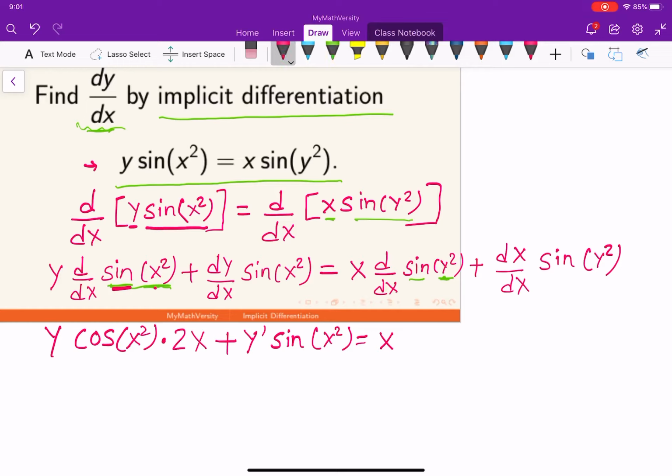So how can we apply it then? We need to know the derivative of sine x, which is cosine x, but since the sine function is composed with y squared, the cosine needs to be composed with y squared, right?